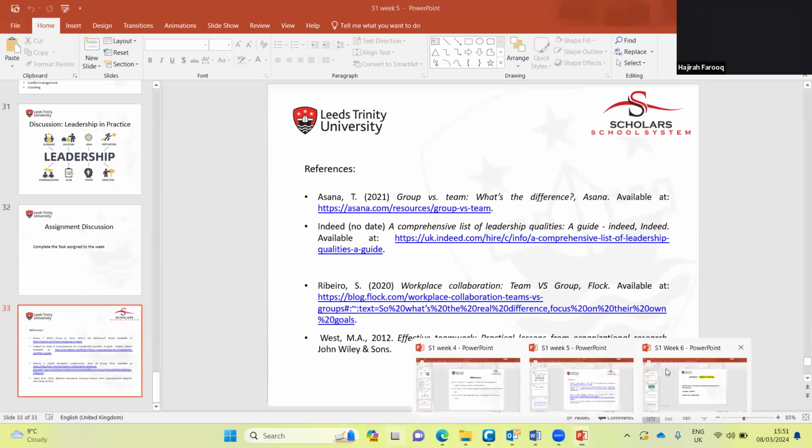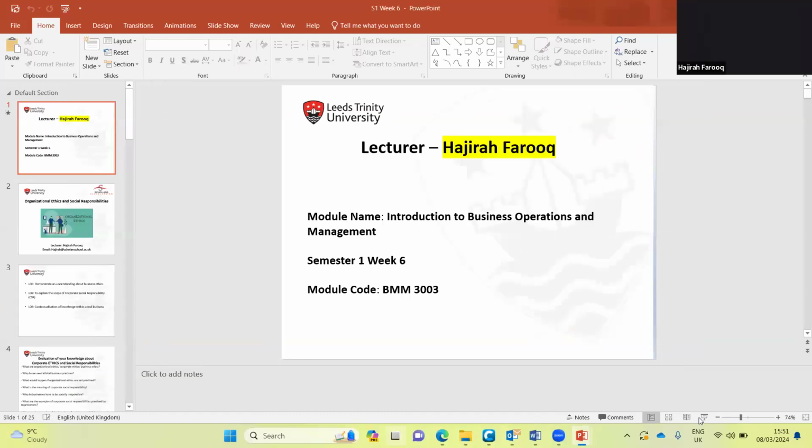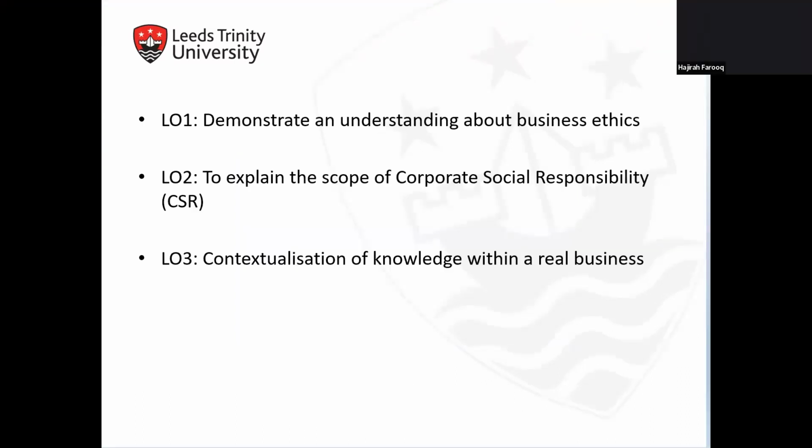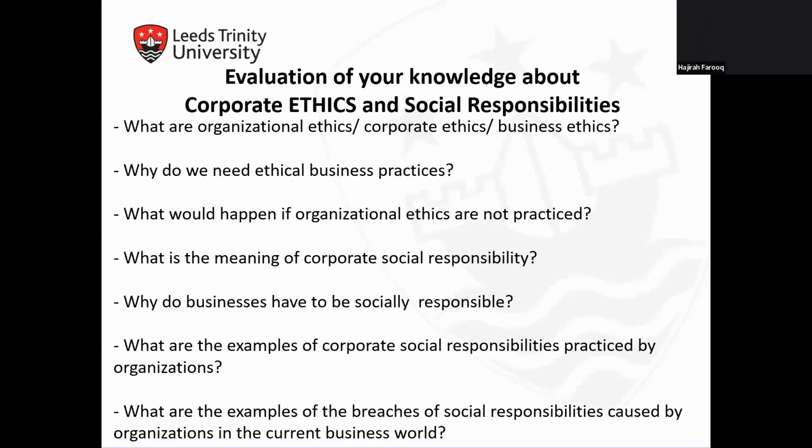Moving on to the 6th week. In the 6th week, we discussed organizational ethics and social responsibilities. So we discussed learning outcomes 1, 2, and 3. The learning outcome 1 for this slide particularly was to demonstrate an understanding about business ethics, and then to explain the scope of corporate social responsibility, and then contextualization of knowledge within a real business.